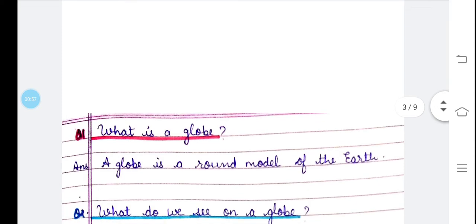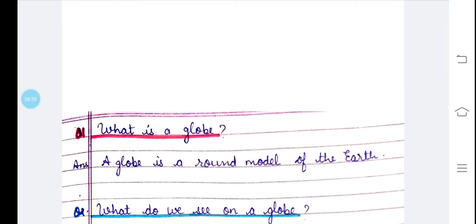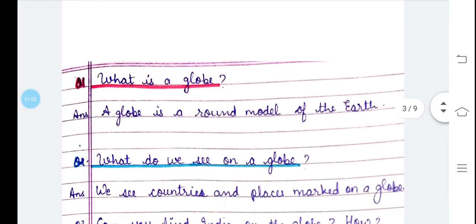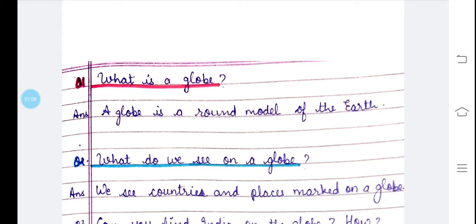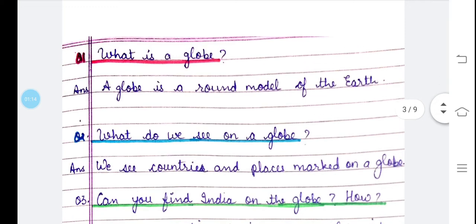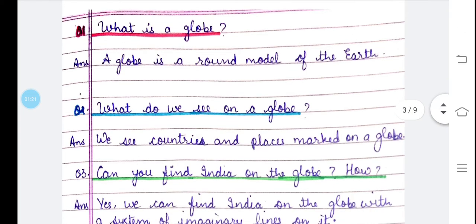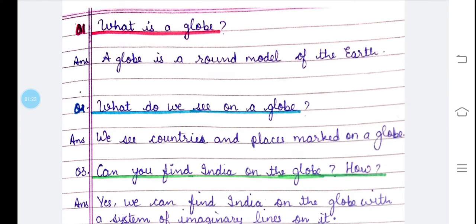Very good. Now, next question is, what do we see on a globe? Yes, think. Yes, we can see countries and places marked on a globe. My next question is, can you find India on the globe? If yes, how? Yes, we can find India on the globe with a system of imaginary lines on it.